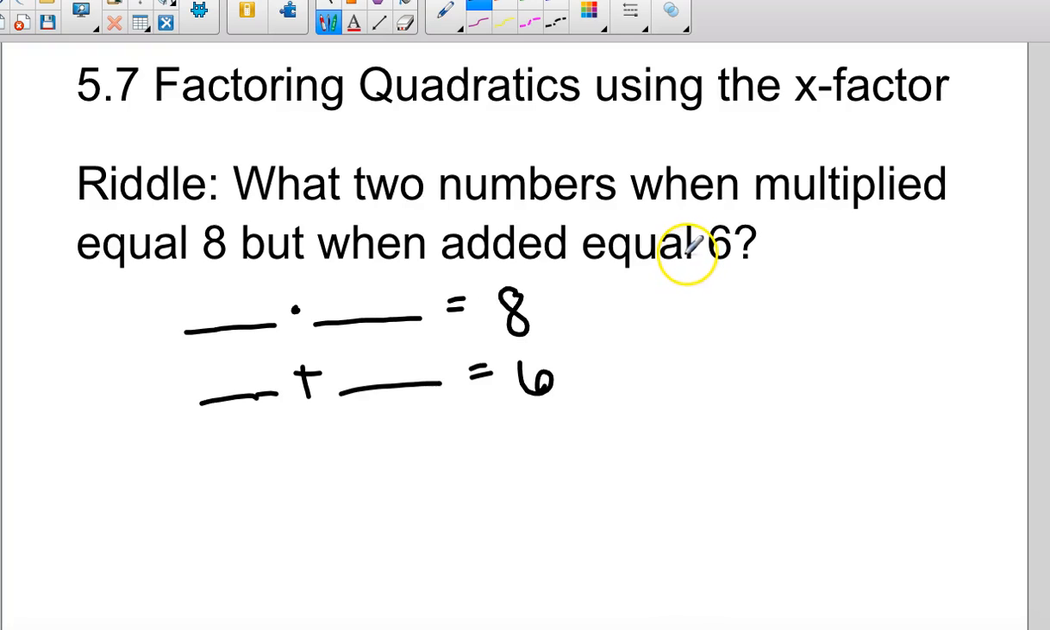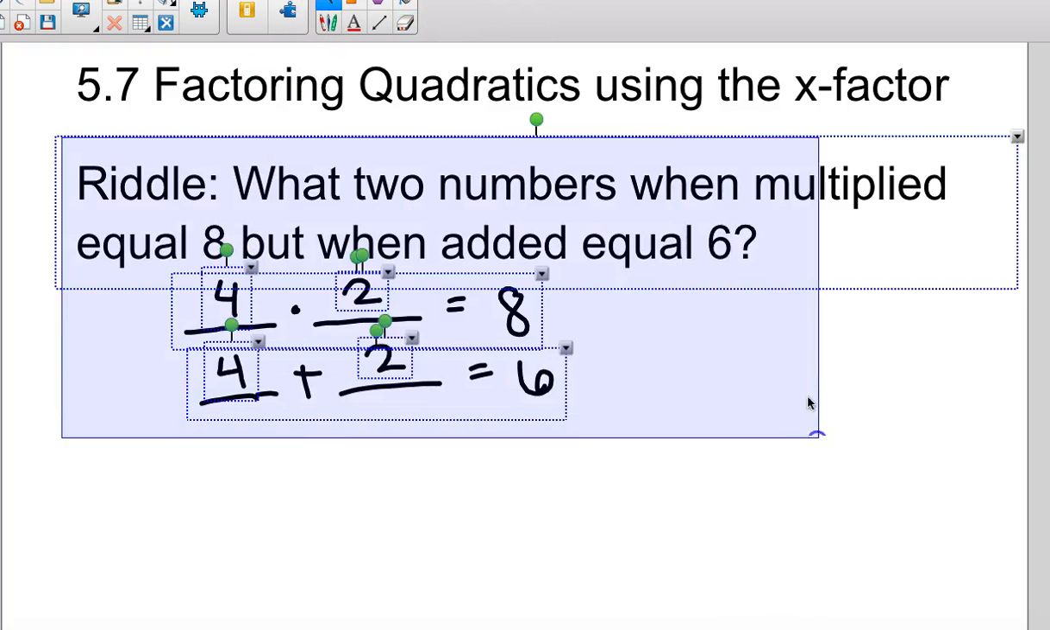But the answer to this question is 4 and 2. Because 4 times 2 is 8, and if we add 4 and 2, it equals 6. Okay, so we're going to have to know these really cool little riddles as we move on to factor.